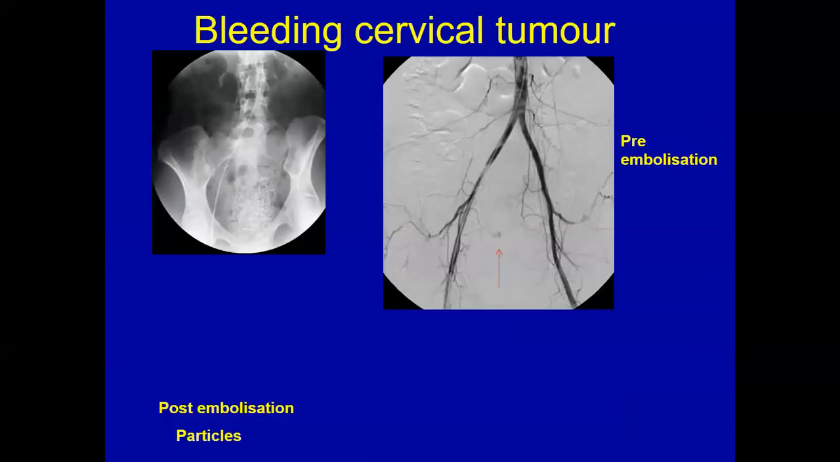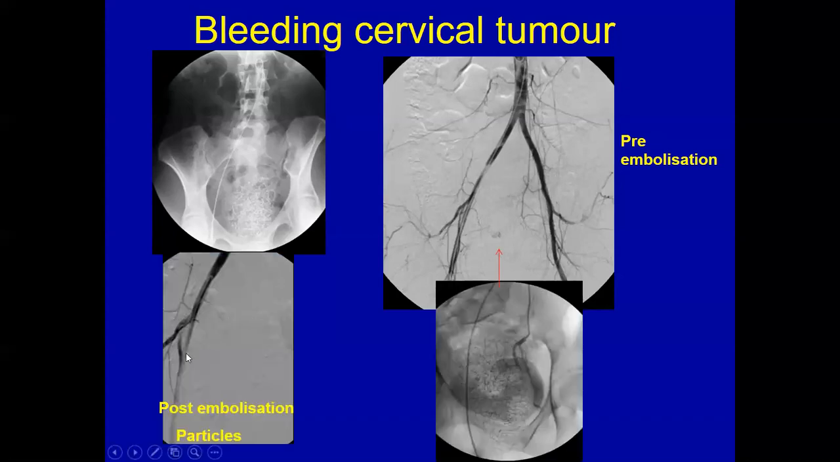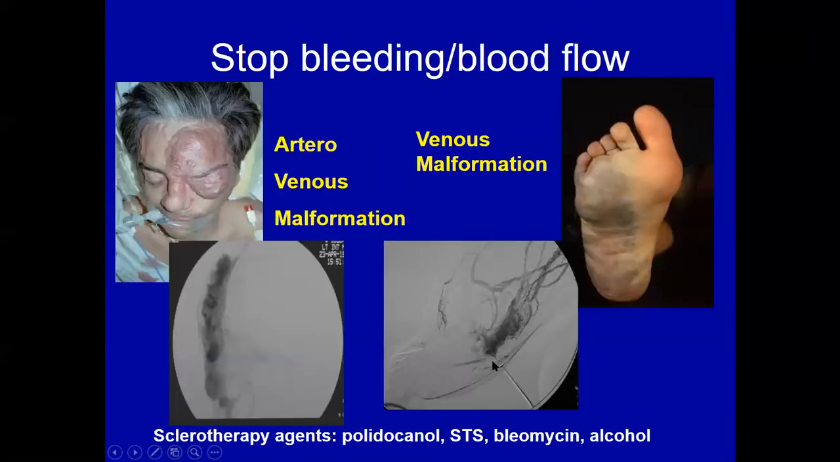We can do this for patients with bleeding. So this is a patient with a tumor in the uterus, and she had, if you notice here, a lot of packing in the vagina to try and stop the bleeding. And we do an angiogram, and you can see, although it is small, this is persistent bleeding. It doesn't go away. Threatening the life, okay? So we put particles in that, and the patient stops bleeding, okay? So we saved a life just with a catheter.